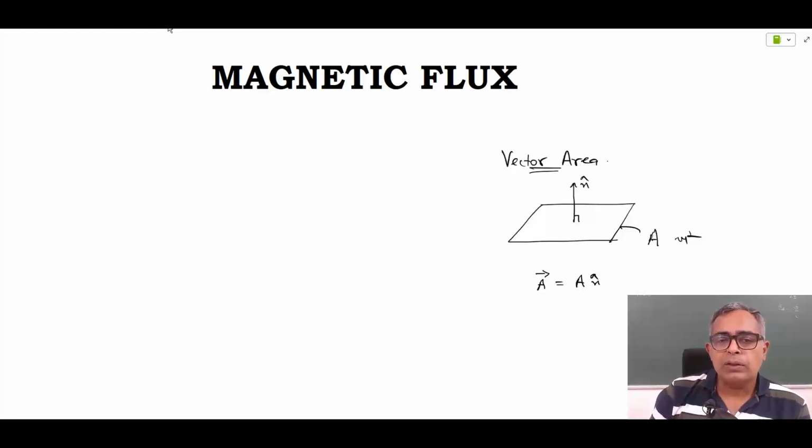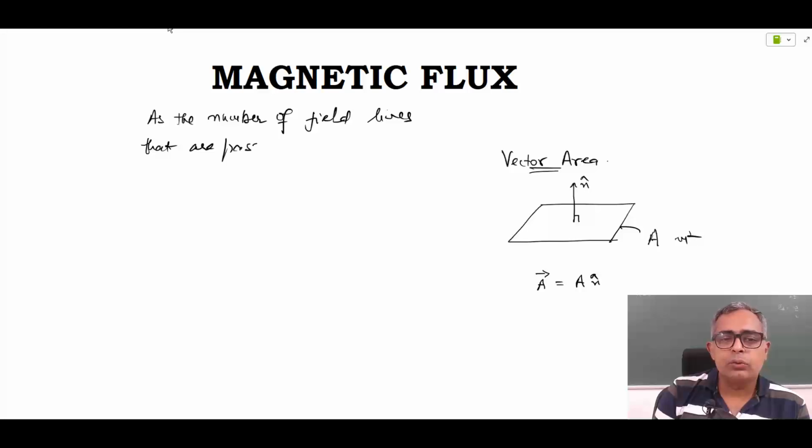Now coming back to the concept, just like the idea of electric flux, we are defining the magnetic flux as the number of field lines, which field lines? Magnetic field lines that are passing through a given area in the direction perpendicular to the area.